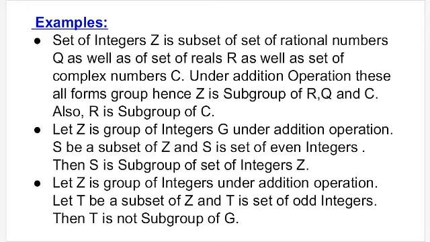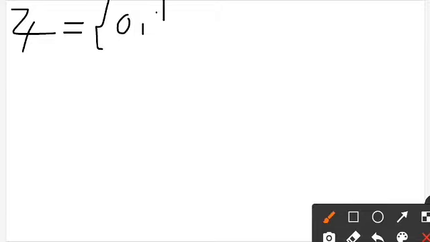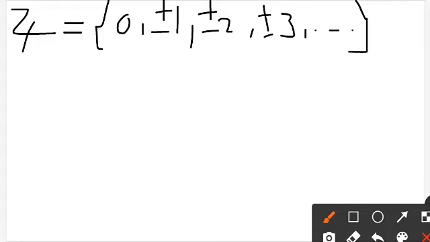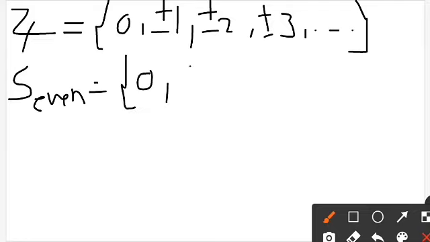Next, if Z is a group of integers G under addition operation and S is a subset of Z and S is the set of even integers, then S is a subgroup of the set of integers. Okay, so here we have taken the set of integers Z, which we know is non-empty and it contains the elements 0, plus minus 1, plus minus 2, plus minus 3 up to infinity, right? And we are taking the subset S as the set of even integers. So what will it contain? It will contain 0, it will contain plus minus 2, plus minus 4, plus minus 6 and many more.